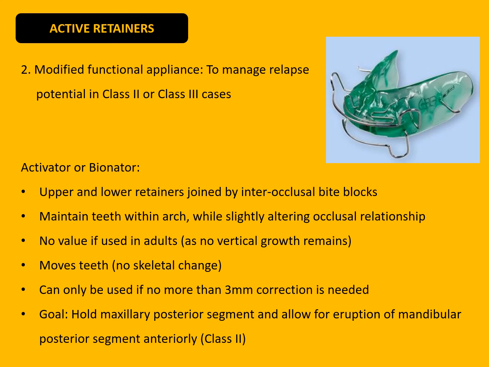There's no point in using them in adult patients as there's no vertical growth remaining. Also, there's no skeletal change which can be affected by these retainers. They can only be used if no more than 3 millimeters of correction is needed. The goal of these retainers is to hold the maxillary posterior segment and allow for eruption of the mandibular posterior segment anteriorly. That is in class 2 cases. So these are some of the indications of an activator or a bionator.